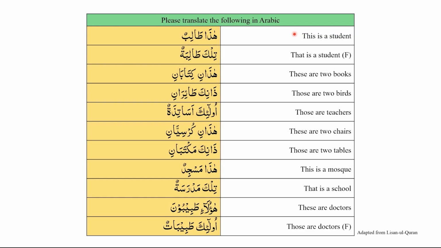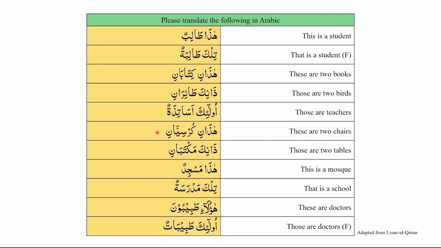We will translate the following sentences from English to Arabic. This is a student. Haza talibun. That is a female student. Tilka talibatun. These are two books. Hazani kitabani. Those are two birds. Zanika ta'irani. Those are teachers. Ulaika asatizatun.